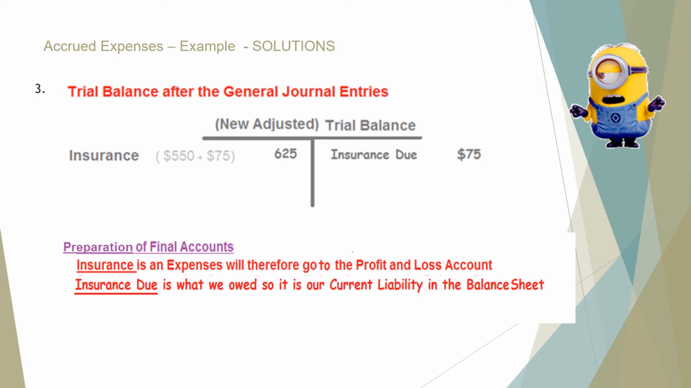But in preparation of the final accounts, insurance is an expense. Therefore, we'll go to the profit and loss account. Insurance due is what we owe, so it goes to the current liability in the balance sheet.